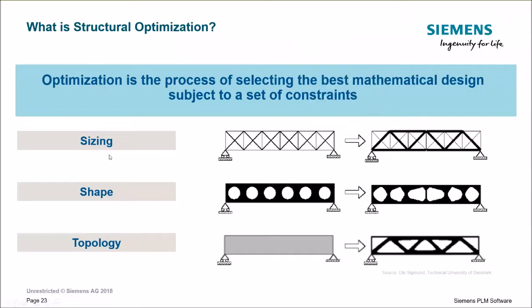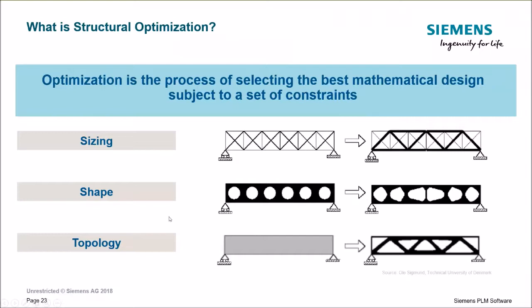You will have 3 types of optimization forms when talking about structural optimization. One of them is sizing, in which you have a predefined form and you can change certain parameters like the diameter of these trusses. You can also have shape optimization, in which you can change certain features like the holes on this beam. But these features cannot disappear completely. Only the shape can be changed.